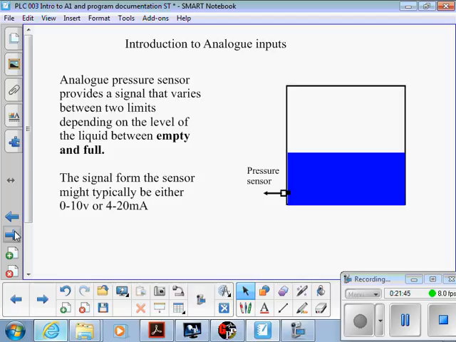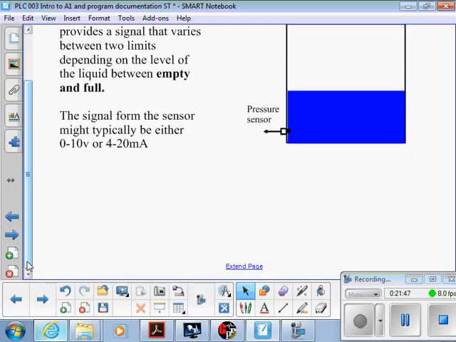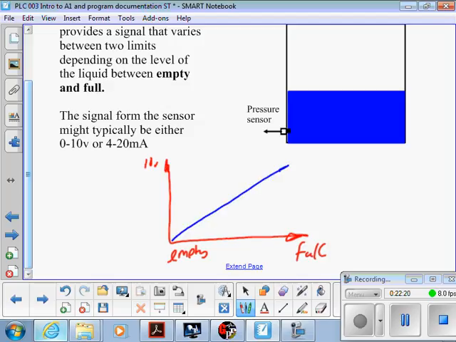So when we talk about analog signals, we're talking about something like this. So here's our full, empty of our tank, and we've got a signal up to 10 volts. When I ask students about the nature of analog signals, what they often say is they're a signal that's constantly changing. That isn't true. What they are is a signal that varies anywhere between two limits. These two limits, 0 and 10 volts.